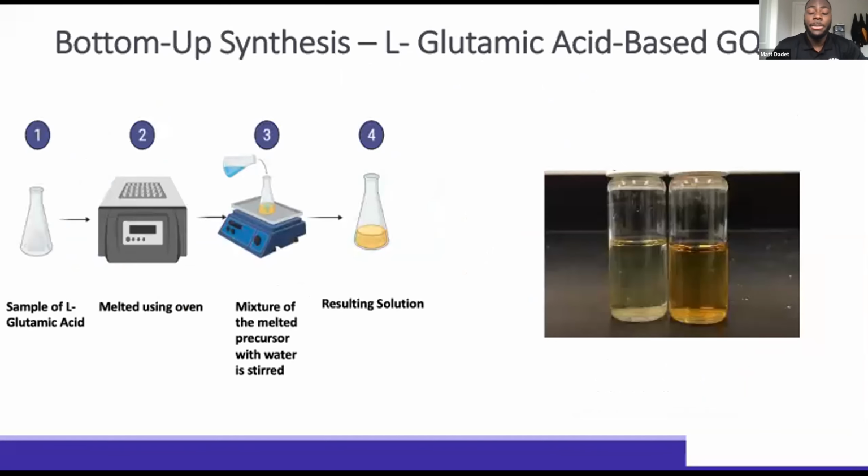Now, for this bottom-up synthesis of L-glutamic acid, a sample of L-glutamic acid was melted at 210 degrees Celsius until it turned brown. It was then mixed with water and stirred for 30 seconds until the solution cooled down.